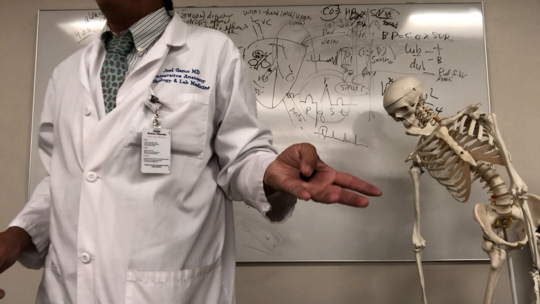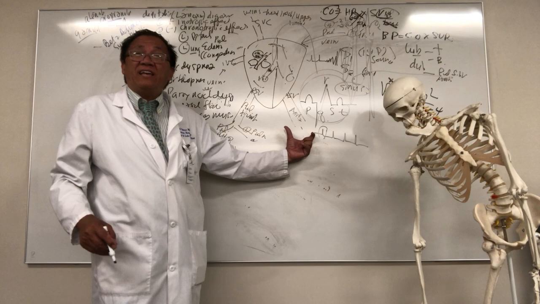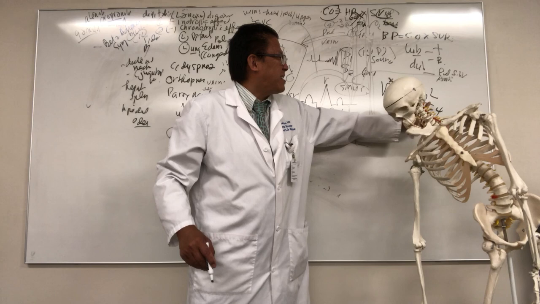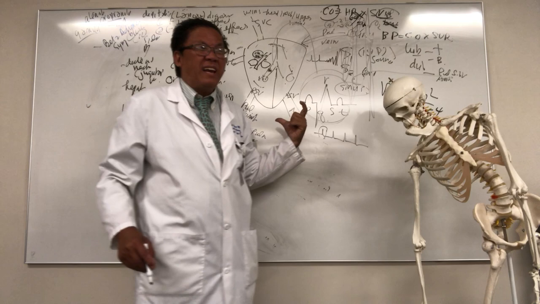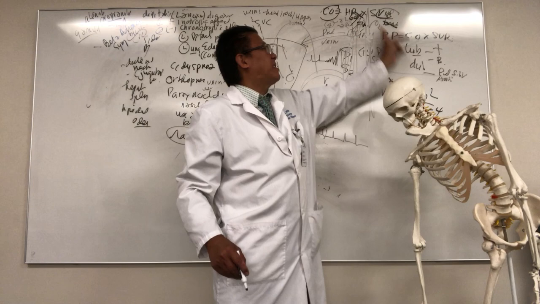Like here, if you vasodilate, you increase the radius. What happens when you increase the radius? You decrease the resistance if you vasodilate. And then, of course, what happens? Decreased resistance, decreased blood pressure.